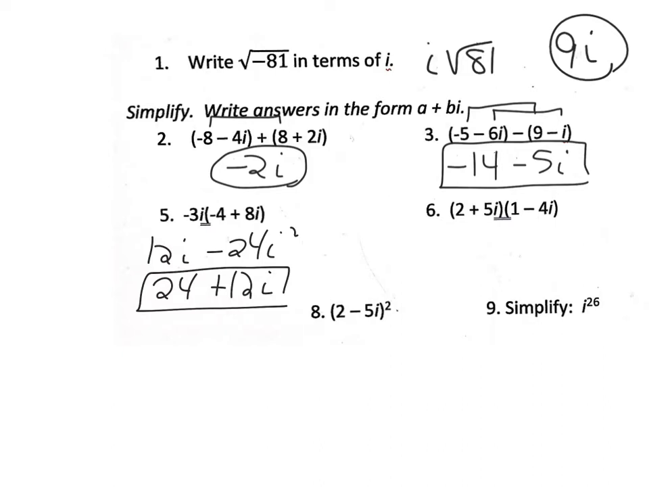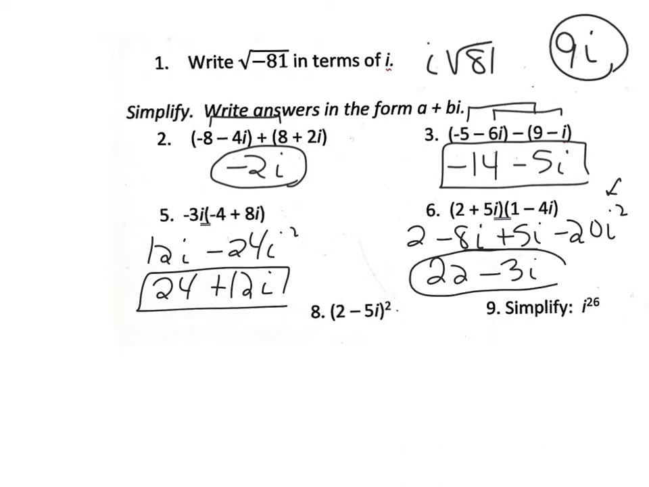Number 6 is FOIL. So I'm going first: 2 times 1. Outer: negative 8i. Inner: positive 5i. Last: negative 20i squared. Now let's combine some stuff. Let's start with the i squared. Negative 20i squared is really positive 20. Add that to the 2 in the front and you get 22. Now I'm going to add my two i's together and get negative 3i.